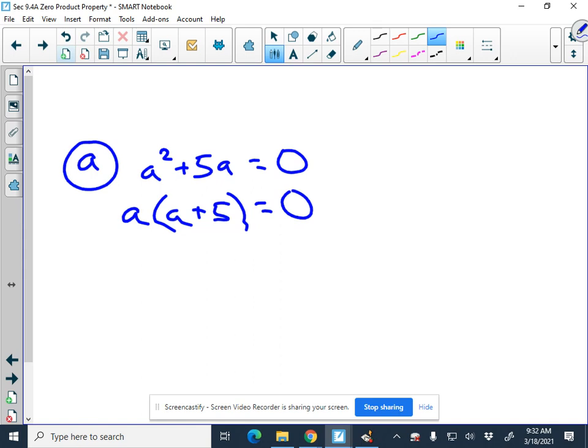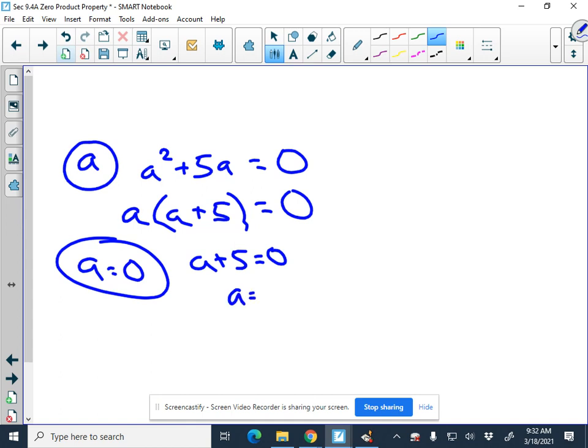Okay, now whether you use a or you use x, here's what we've got. Now we've got a problem like we just finished doing. We set each of these equal to 0. This one is a equals 0. This one is a plus 5 equals 0. That one's already done. There's no more we need to do. If we put 0 in for a, it's going to make this thing turn to 0. But this one would be a as negative 5.